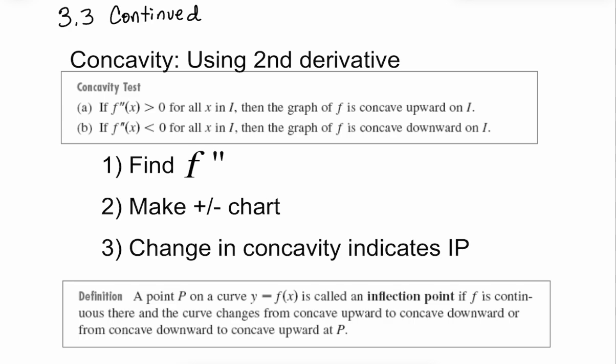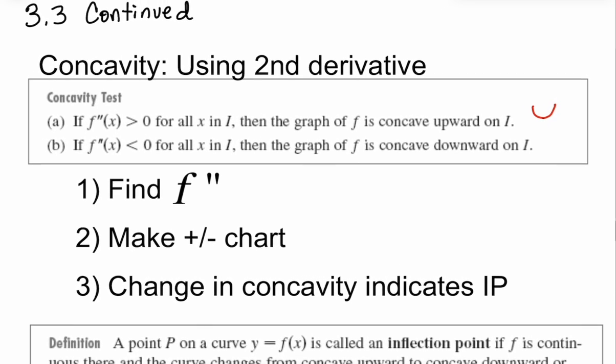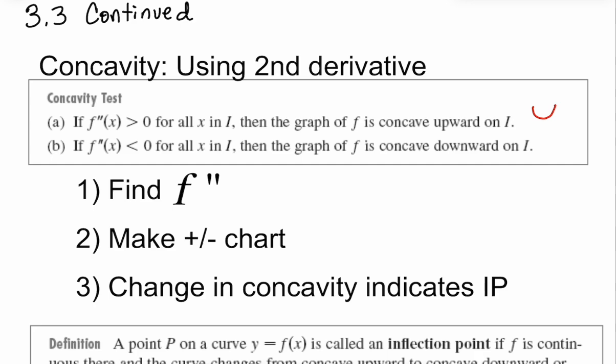The concavity test uses the second derivative. So again, that's the derivative of the derivative. If the second derivative is positive, so that's this one, we can say that our function is concave upward. I say the cup is up. So if our second derivative is positive, then our cup is up. It is concave upward. All of our tangent lines are under the graph.